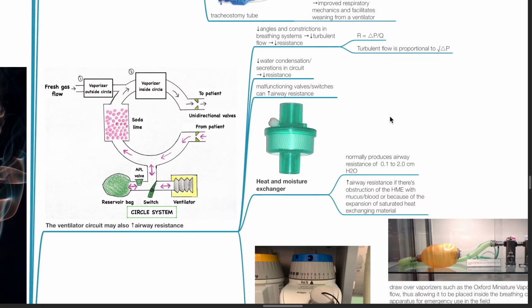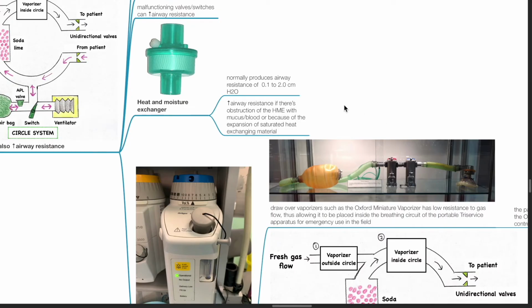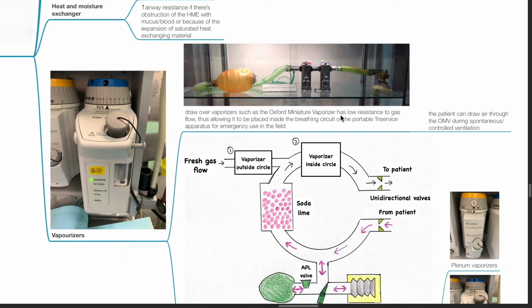The heat and moisture exchanger normally produces airway resistance of 0.1 to 2 cmH2O. However, airway resistance may increase if there is obstruction of the HME, for example, by mucus or blood, or because of the expansion of the saturated heat exchanging material. HME should be changed every day or when there is excessive secretions.